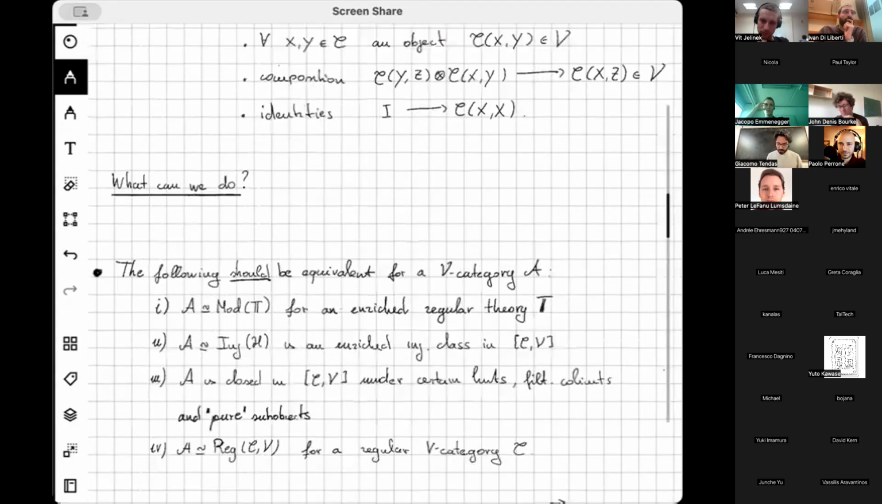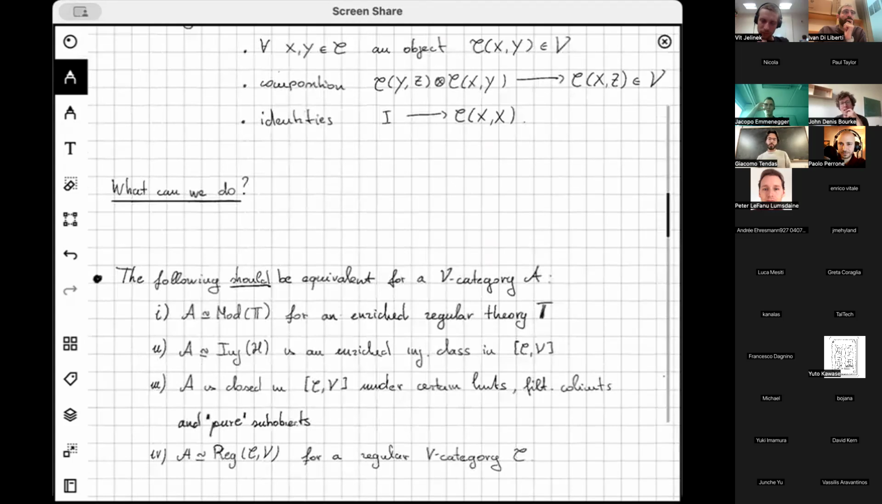Okay, so what do we want to do? What should be true in this context? So look at the "should" here. I'm not saying this is a theorem. We would like to have an analog of the theorem from before. So we would like to have what? Some notion of enriched regular theory for which we can consider models, and which would provide an equivalent approach to enriched injectivity classes, which have been considered before.